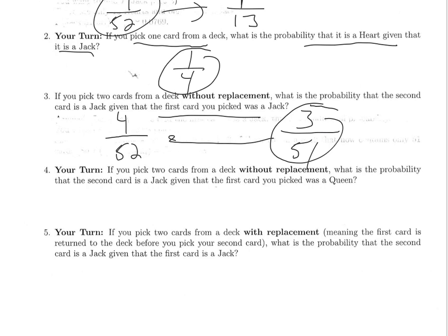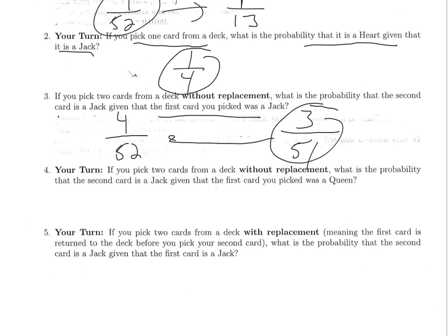So for this next question, it's a your turn question. Why don't we read it, and you can think about it, and then I'll stop the video and you try it, and then I'll do it for you. We're picking 2 cards out of a deck without replacement. That means what? And what's the probability the second card is a jack, given that the first card you picked was a queen? If you think of what we did up here, you should be able to answer this question. Why don't you stop the video, try to answer it, then come back and watch my answer.